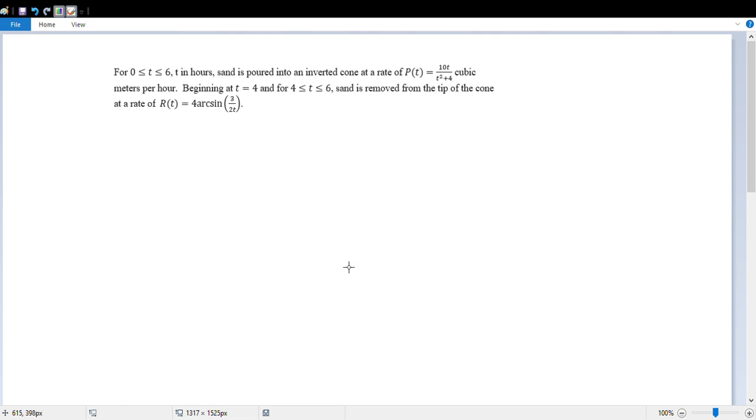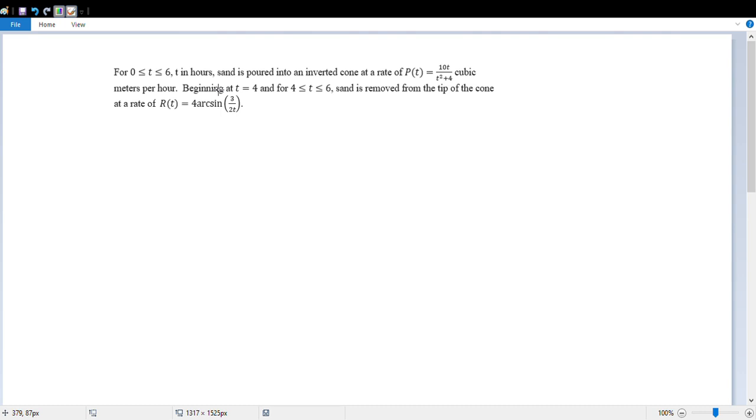Let's read through it together. For 0 less than or equal to t less than or equal to 6 hours, sand is poured into a cone at a rate of P of t equals 10t over t squared plus 4 cubic meters per hour. Beginning at t equals 4, and from 4 less than or equal to t less than or equal to 6, sand is removed from the tip of the cone at a rate of 4 arc sine 3 over 2t. Again, that's in cubic meters per hour.